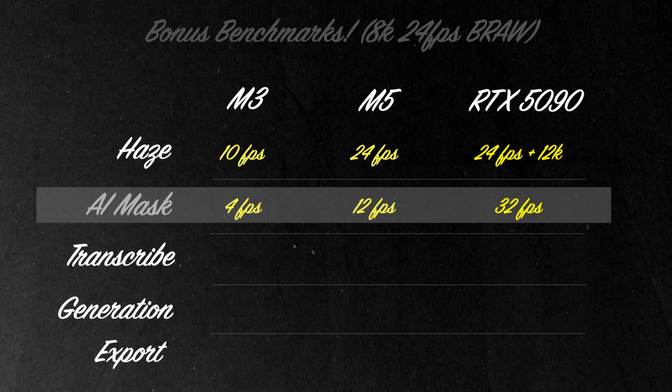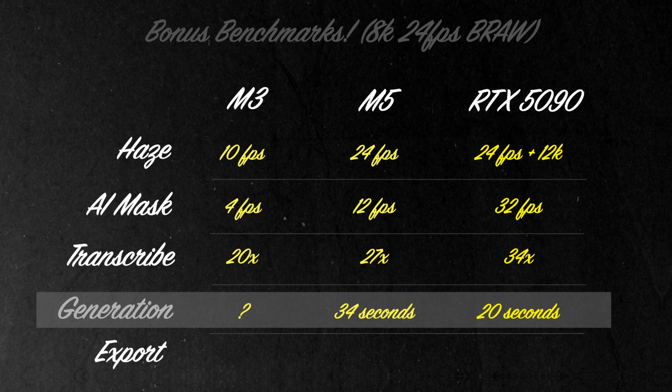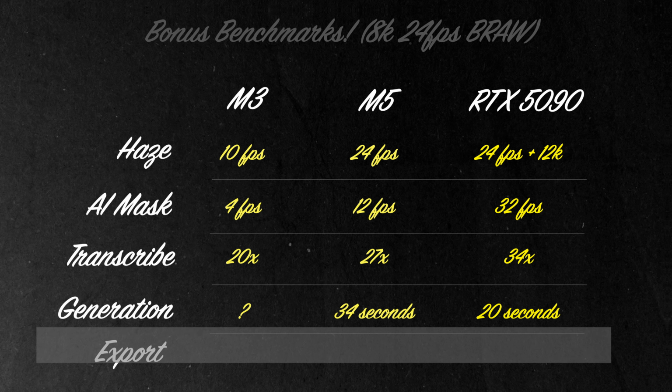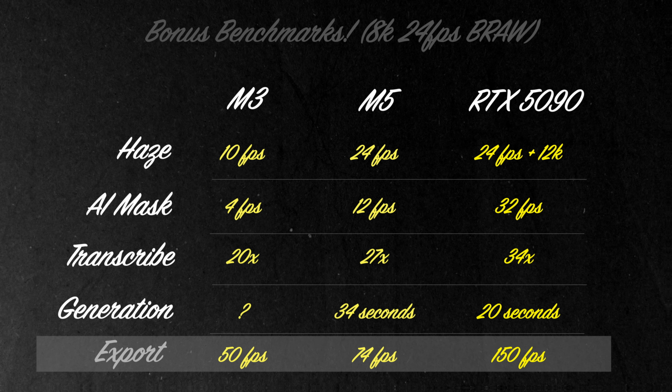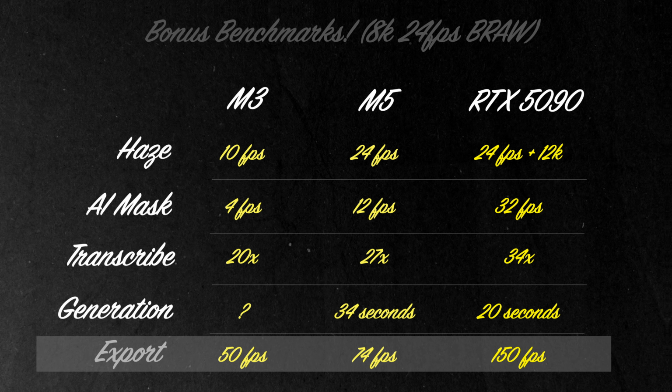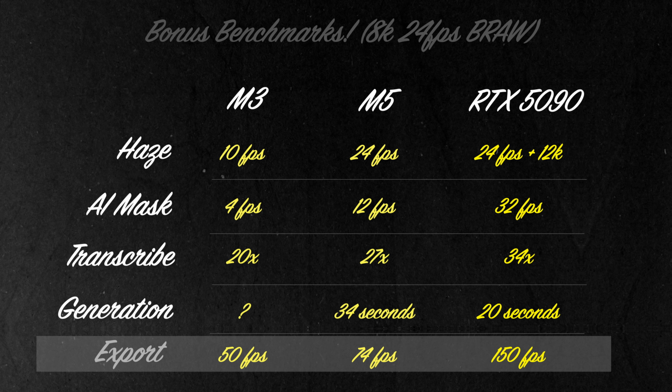Same can be said for generation, 34 seconds on the M5, and then we had 20 seconds on the RTX 5090. Finally, for the export process, this is where we're comparing the H.265 and 264. It was the same on the PC in terms of the speed for both. We had a 150 frame per second result with the 5090. Obviously, if you're doing a lot of exporting, you are going to feel those speed gains pretty significantly.